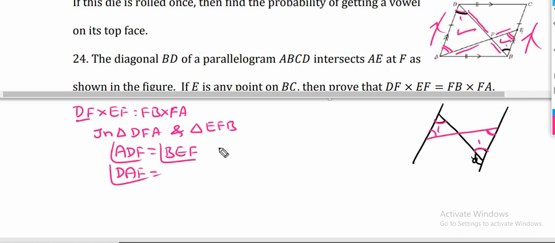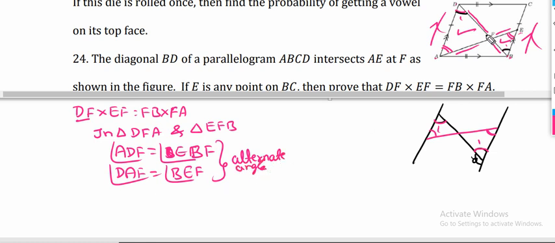So here I write EBF. This one is wrong. In the second one, this can be written as BEF. Both pairs are equal because these two are the alternate angles. The reason is alternate angles.